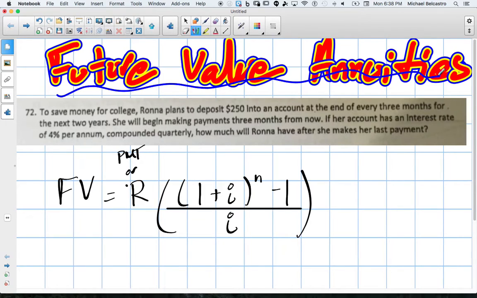Look at future value annuities. So this is a future value formula. The present value of an annuity is actually a different formula, so just keep that in mind. We'll read this, then we'll talk about all the variables involved, and then we'll attempt to solve.